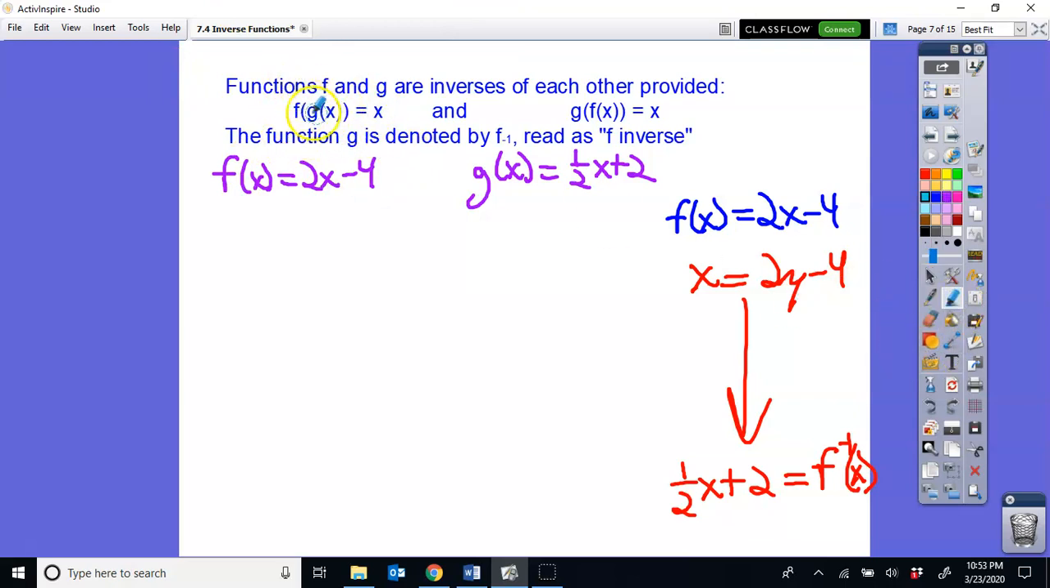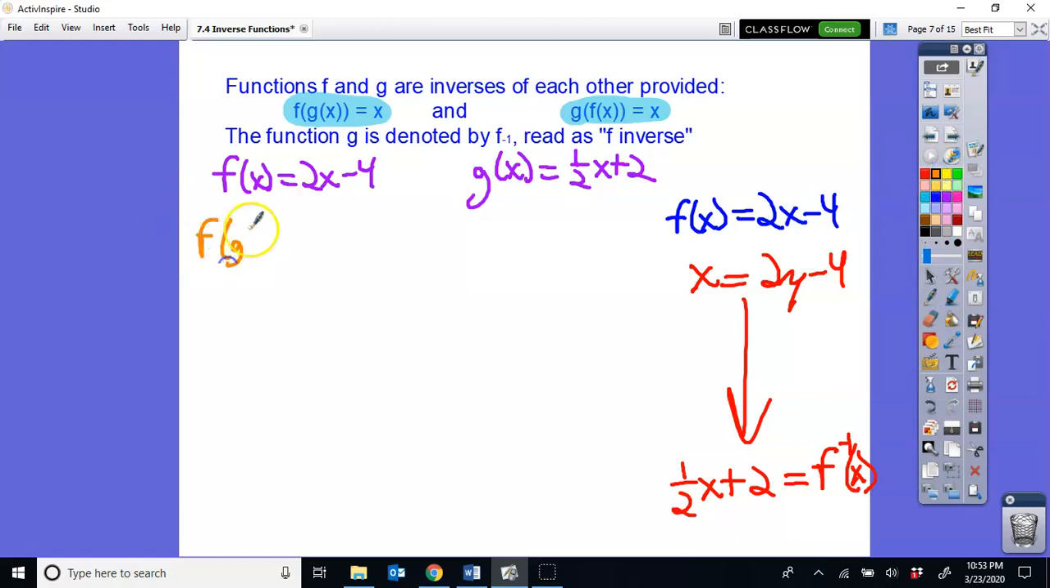In inverses, if you plug in an inverse into another inverse of itself, it will always give you x. It works both ways, meaning if you do f of g of x or g of f of x, it will always give you x because inverses are always going to cancel each other out. Let me show you what I mean by actually plugging this one in.